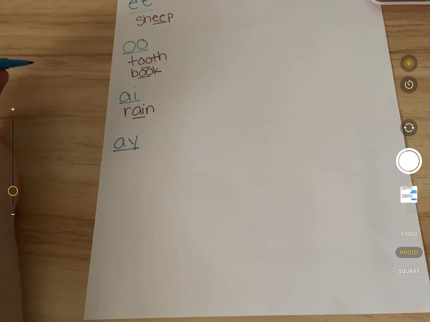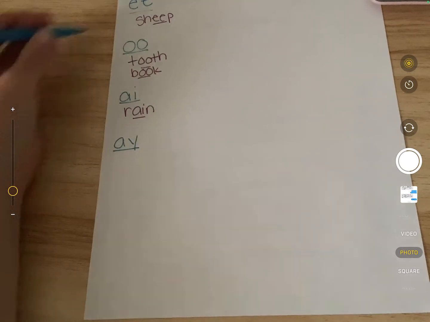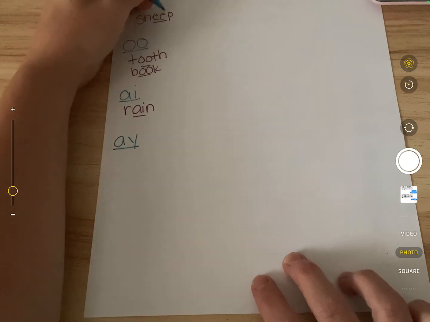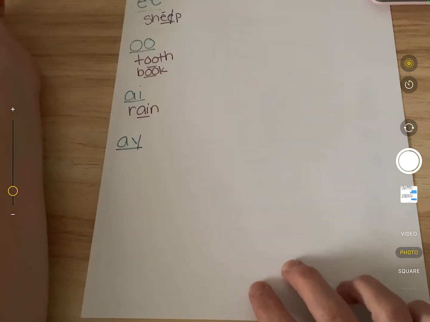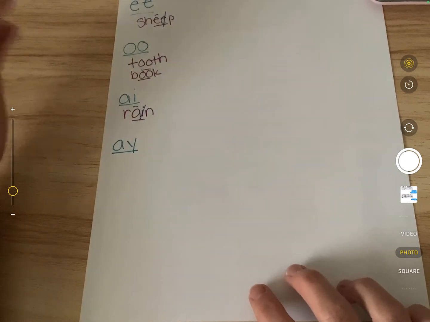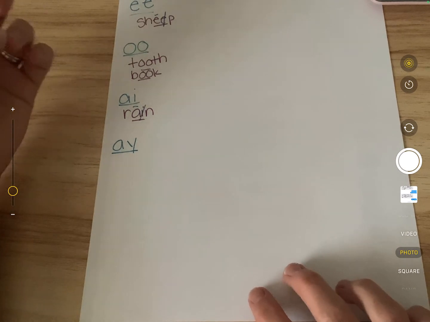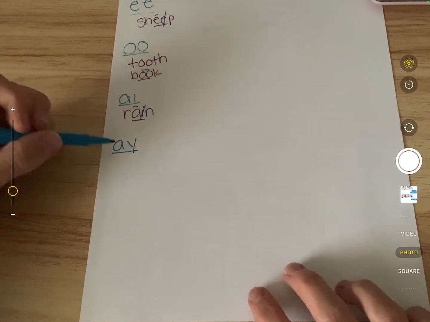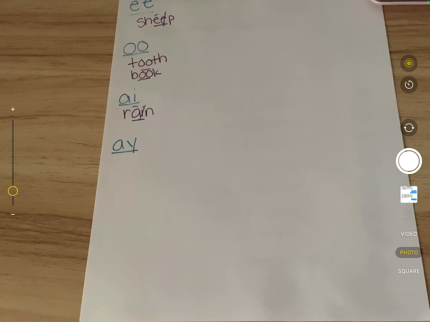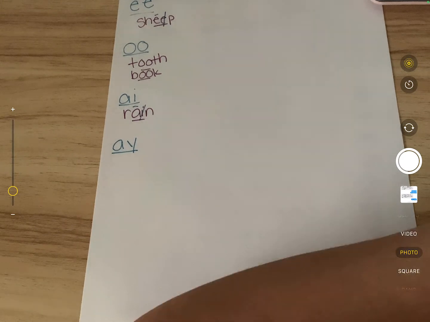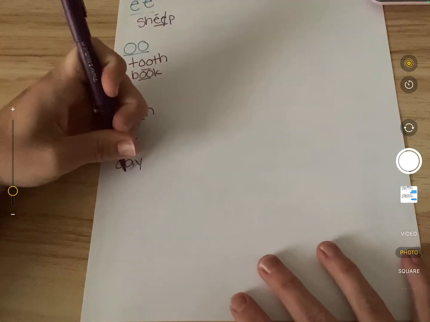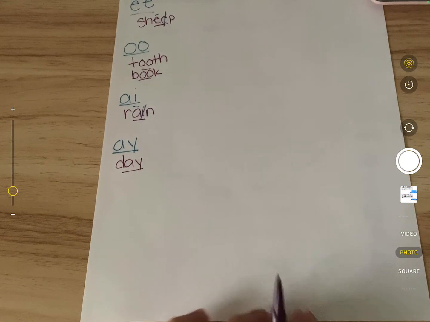The only difference is, oh, you know what I just realized? We do more coding to digraphs that are vowels, because we can do that for the EE, we can do that for the A. That's okay. As long as you can find them and you know what they say, that's what's important for this lesson, okay? So for AY, can you think of a word that has AY, A in it? How about day? Did anybody think of day? There's an AY word.